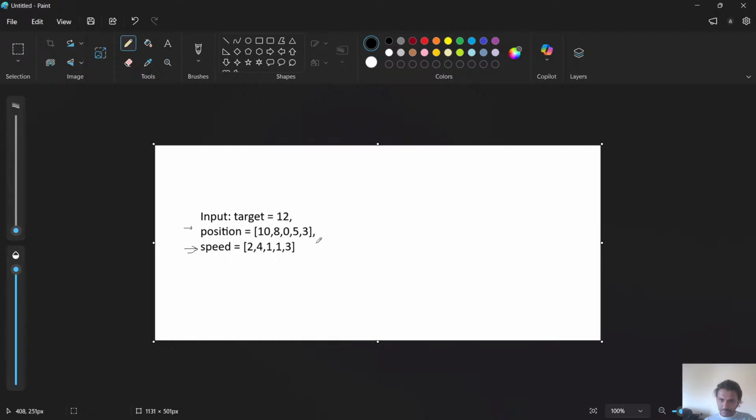Once we add the speed, for the first iteration, this will be 12, this will be 12, this will be 1, this will be 6, this will be 6. Once we add up the speed for the first iteration, we'll again go through the positions and see if there are similar positions.